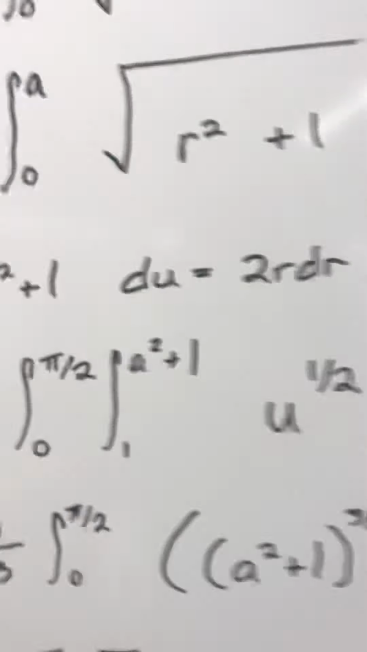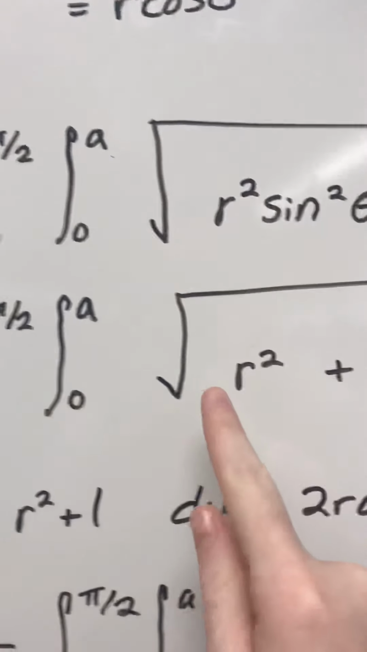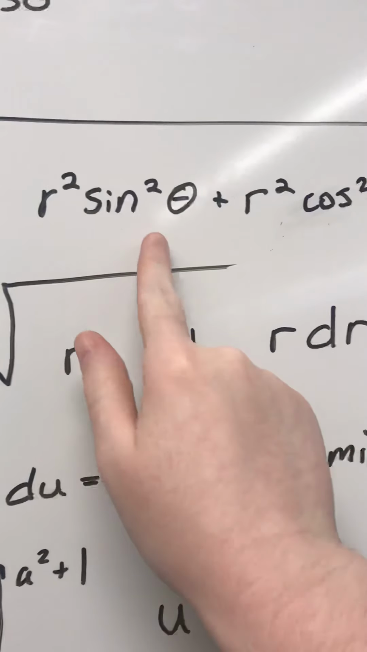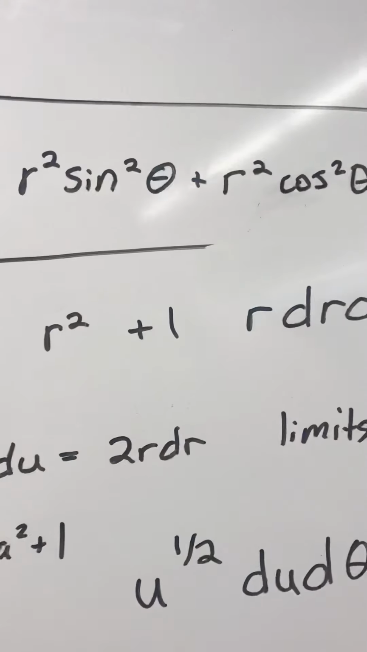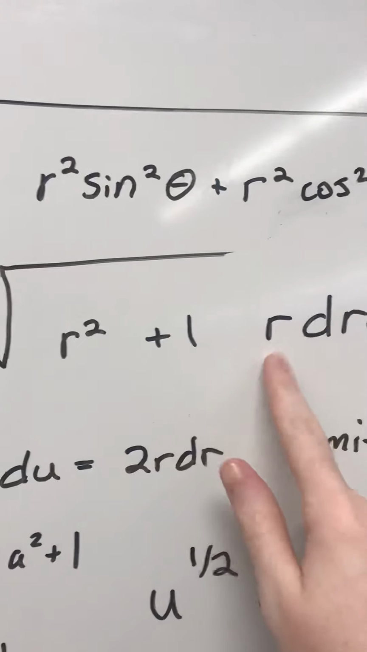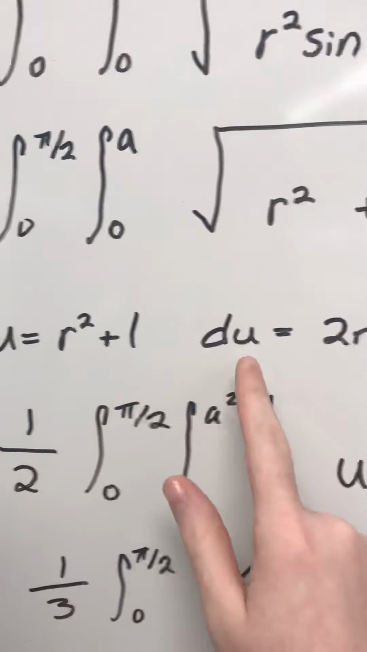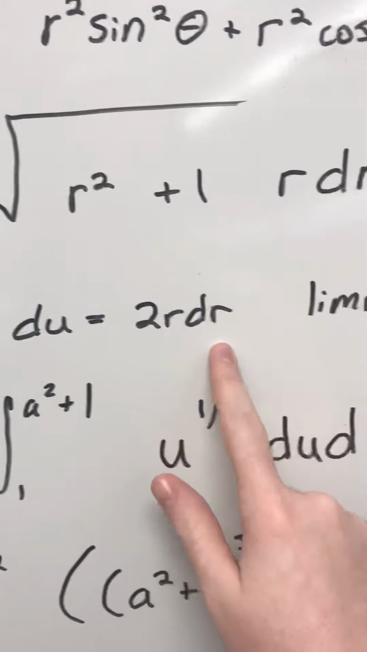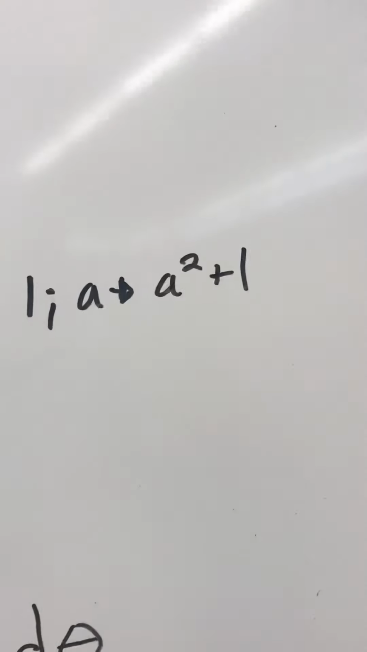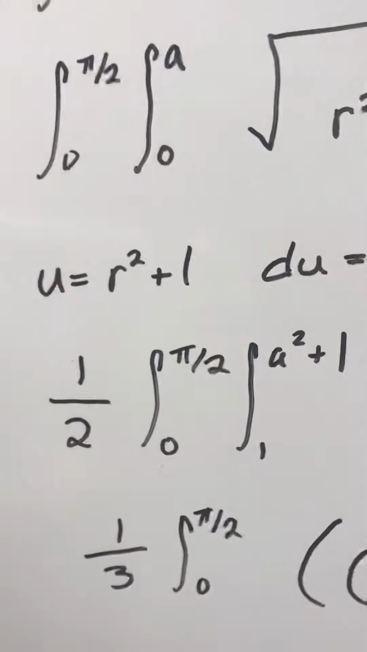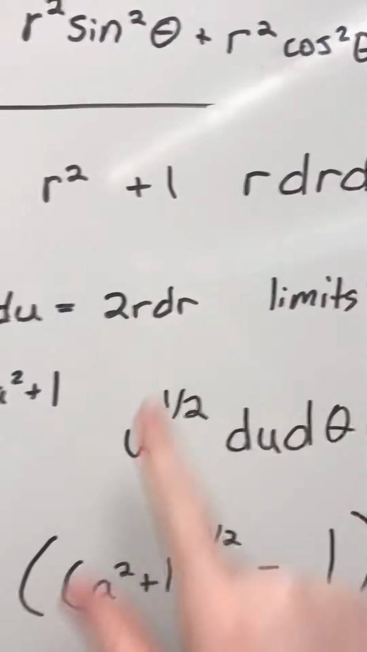And this gives us 0 to pi over 2, 0 to a, the square root of r squared plus 1, because I factored out these r squareds, and then it's sine squared theta plus cosine squared theta, which is 1. Okay, so plus 1, r dr d theta. Doing u sub, our u is r squared plus 1, our du is 2r dr. And our limits go, 0 becomes 1, a becomes a squared plus 1. So this makes our integral be 1/2, because this 2 goes this way, and the r canceled out.